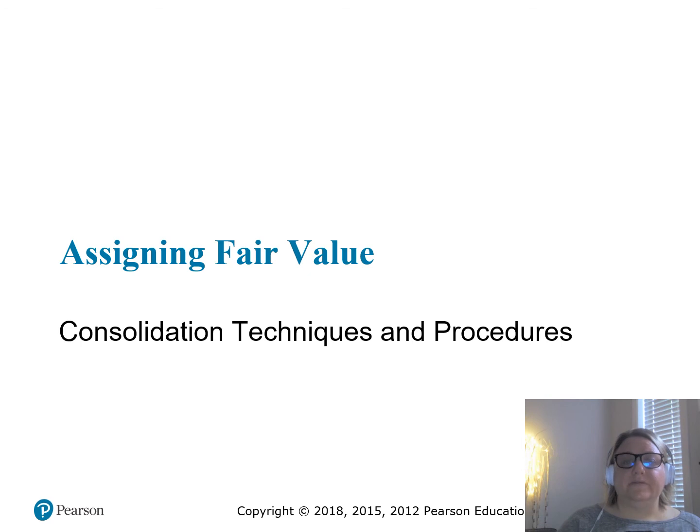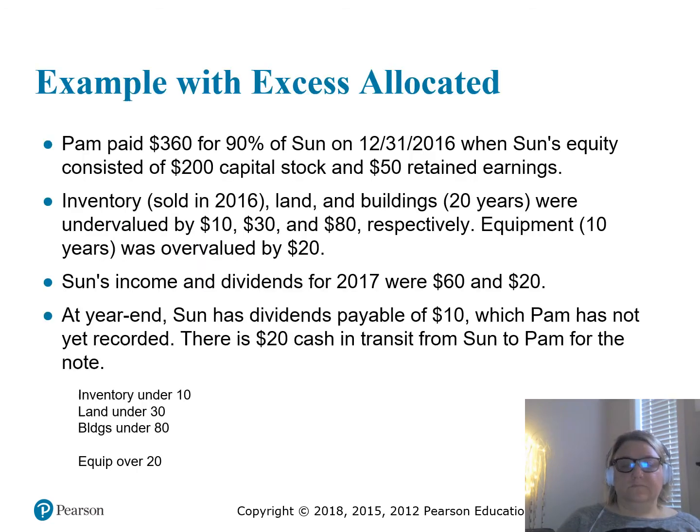Okay, so I'm going to buzz through the last consolidation techniques and procedures as we start rounding it out. Okay, so this is my last example. Pop had paid $360 for 90% of Sun when Sun's equity consisted of $200 capital stock and $50 in retained earnings. Inventory was undervalued by $10, $30, and $80. I actually listed that underneath here just so you could have like a running score sheet. Equipment was overvalued by $20. Sun's income and dividends were $60 and $20.